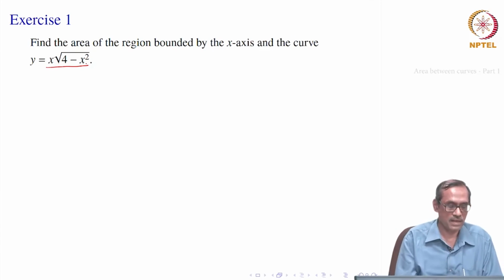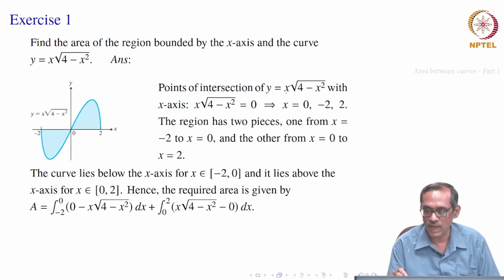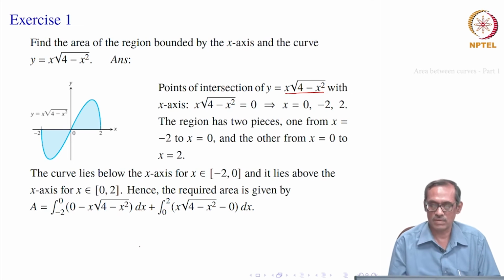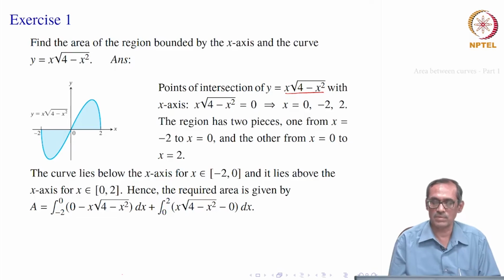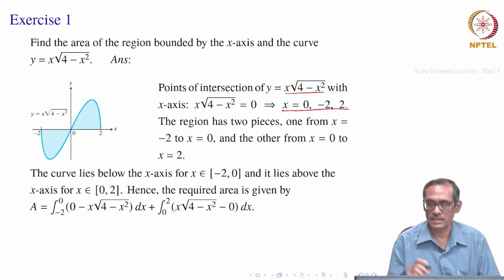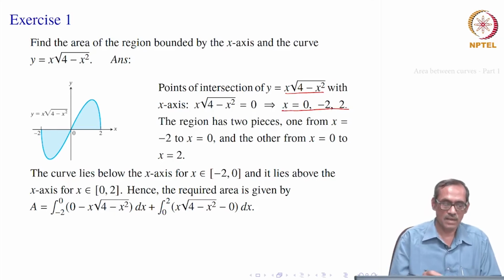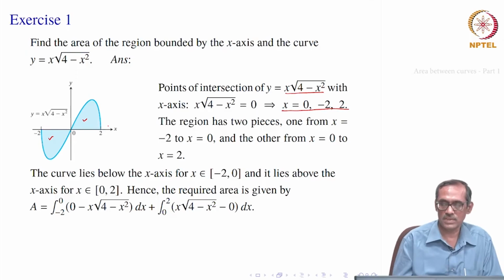So, let us find out when it intersects the x axis first. To get the intersection, we have y equal to x into square root of 4 minus x square and y equal to 0. These are the two curves. So, eliminating y, we get x square root of 4 minus x square equal to 0. That gives us now not 2, but 3 points. Hence, the region bounded by this curve and the x axis now has 2 pieces, right. One from minus 2 to 0, another from 0 to 2.